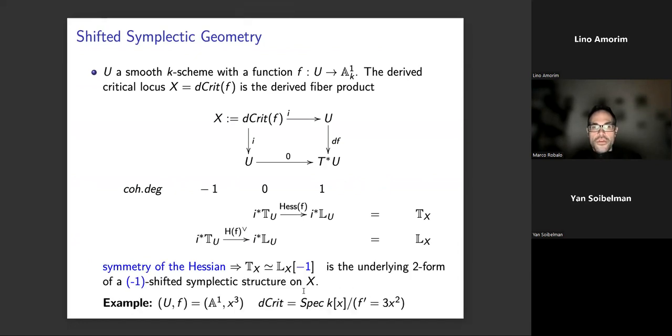So in this case, what happens is that you have the cotangent complex of U, which is of rank 1, so you have K_U, but you have to pull back to the critical locus. It becomes just K epsilon, and the differential is multiplication by 6 epsilon, that is 6x. So even in this case, the symplectic form is non-trivial.